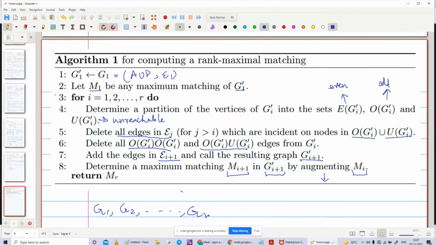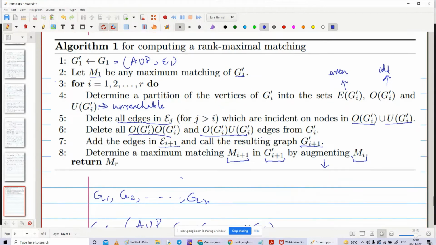Lines 5 and 6 don't affect the edges of Mi. Yes, because edges of type OO and OU cannot be part of a maximum matching. That's from the Gallai-Edmonds decomposition. That's why these two lines don't remove anything that belongs to Mi. Okay, so this is the main algorithm. Any questions, anyone else?